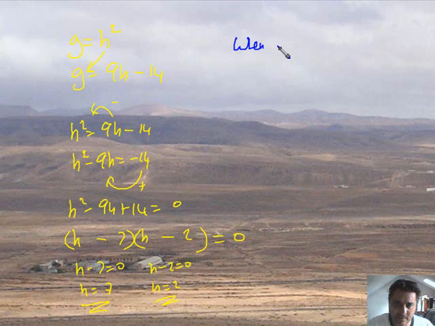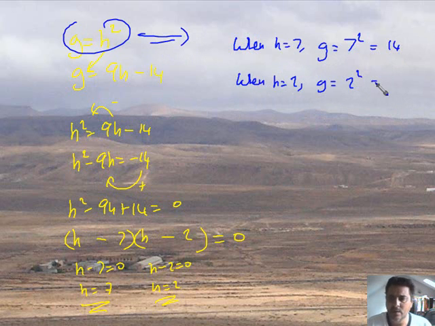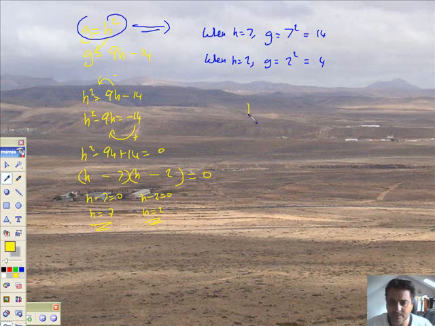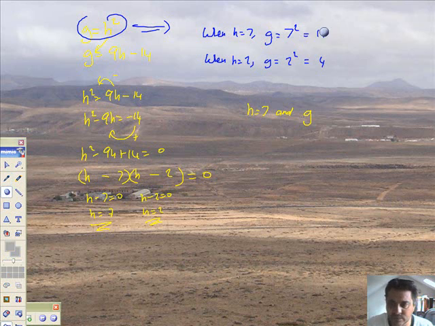So when h equals 7, g equals 7 squared, which equals 49. And we can say when h equals 2, g equals 2 squared, because we're playing with h squared, aren't we? So that equals 4. So what are the solutions? We have h equals 7 and corresponding value for g. I mean x and y, g and h doesn't make any difference, but sticks with what we've been given. Therefore g, 49, I put 14.